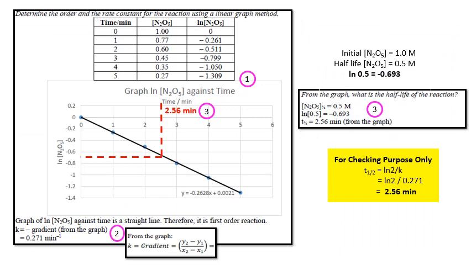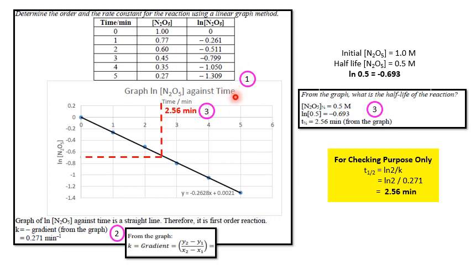So as we discussed before, for this question we need to prepare three tables and plot three graphs. So here is the final answer. For the linear graph method, the marks will be given if you show the data for ln concentration N2O5. This table is roughly 1 mark.